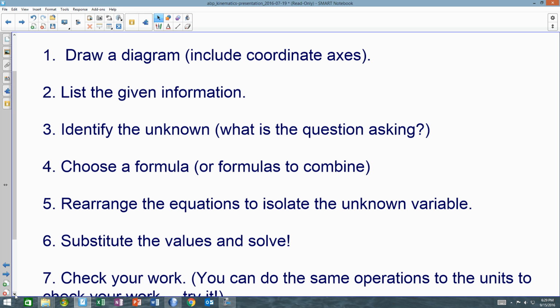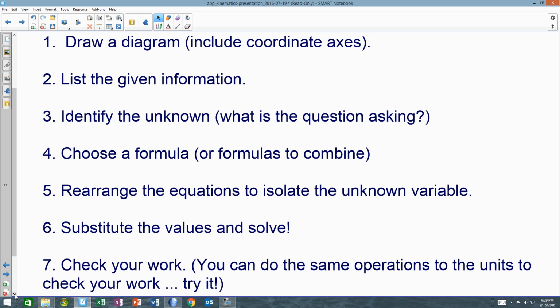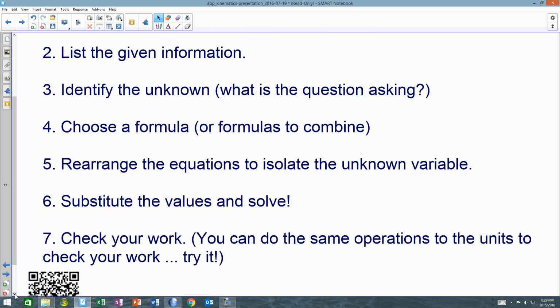Number 4 is choose the formula. So what you do is you look at your given information, you look at your unknown, and you choose a formula to use to solve the problem. The next thing you want to do, once you have your formula, is rearrange that equation to get your unknown variable by itself. You always want to solve for your unknown variable first before you substitute in your numbers. So step 6 is to substitute the values in and solve the problem.